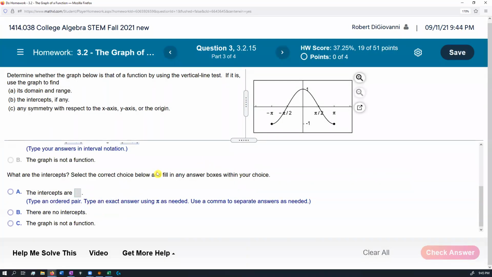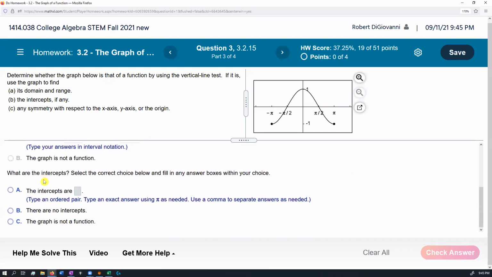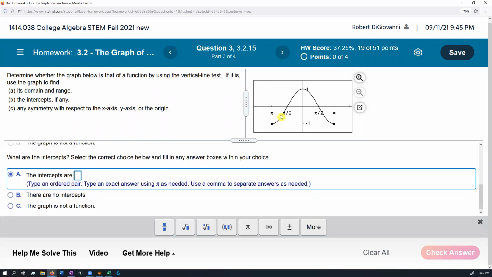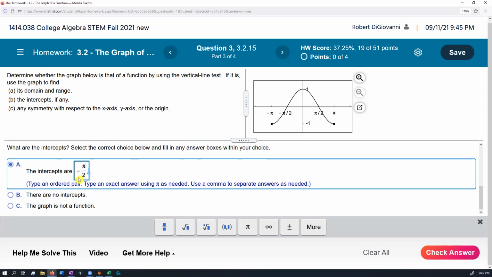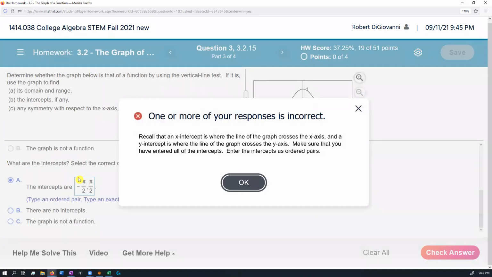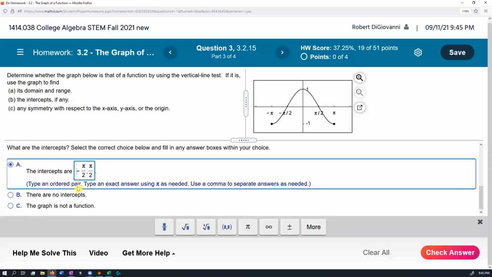Okay, continue. What are the intercepts? I'm guessing the x-intercepts and not the y-intercept, let's see. Looks like it hits at negative pi over 2 and pi over 2. So negative pi over 2, comma, pi over 2. Let's see what it does here. Yeah. Okay, so it looks like it wants both.